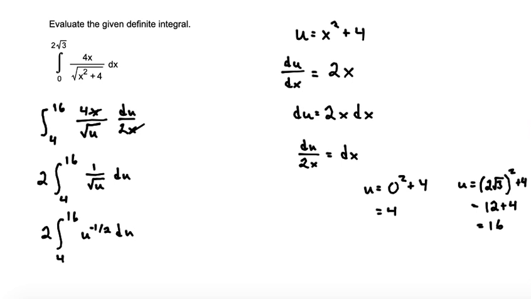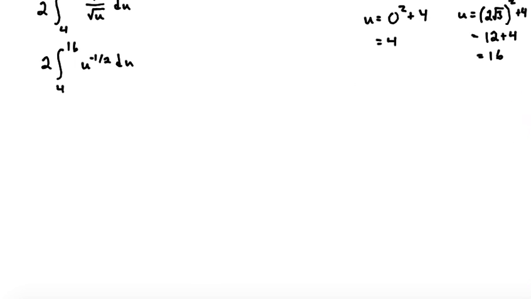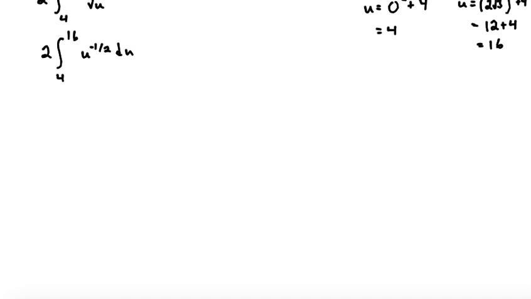So now I can take my integral by adding 1 to the exponent to make this 2 times u to the power of positive 1/2, divided by the new exponent, which is 1/2, evaluated from 4 to 16. So then flipping over the 1/2 and multiplying gives us 4u to the 1/2 evaluated from 4 to 16.